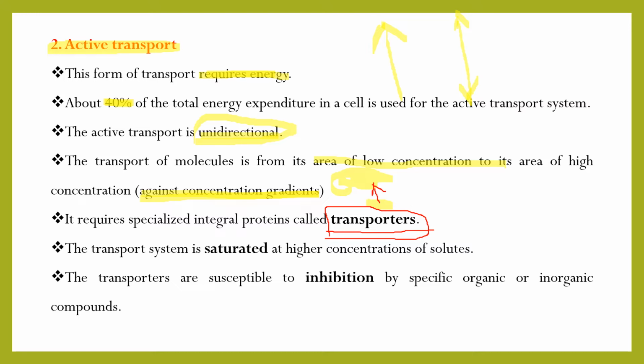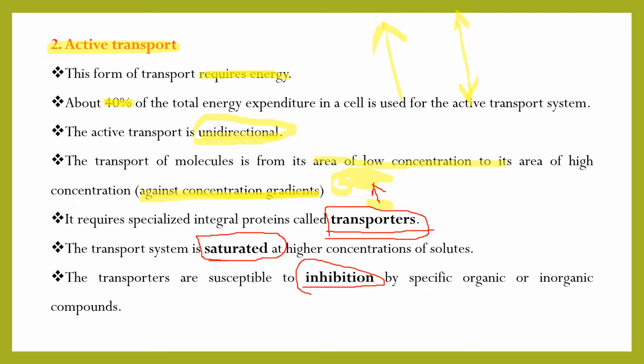The transport system is saturable. At some point, these transport proteins may be saturated. So once these transporter proteins are saturated, the next molecule to be transported has to stay and wait for its turn to start.